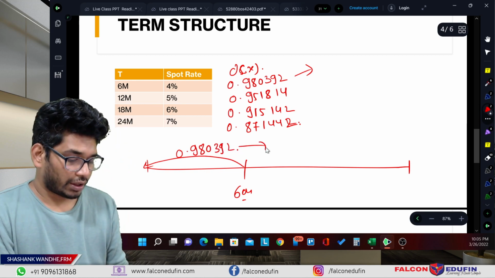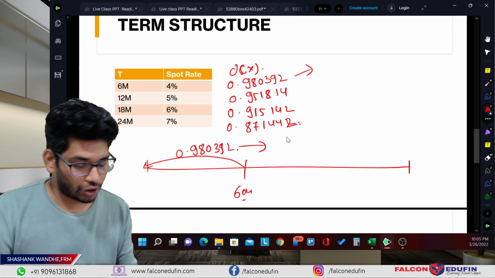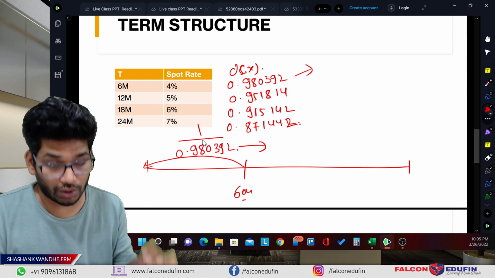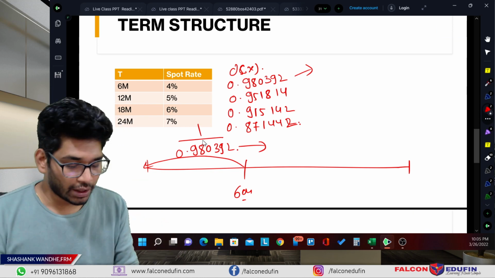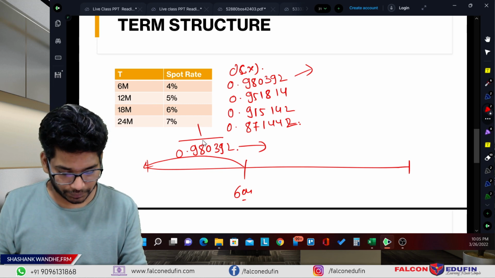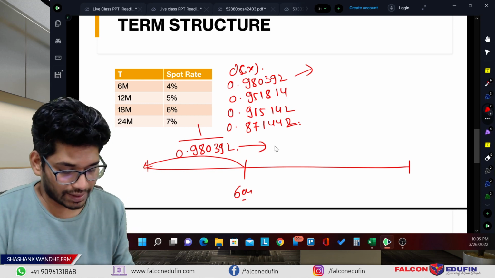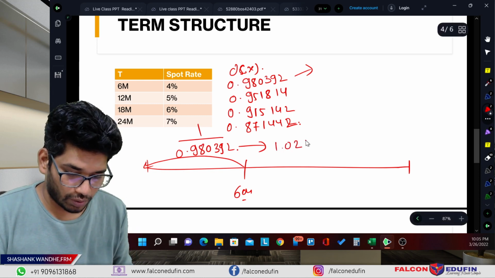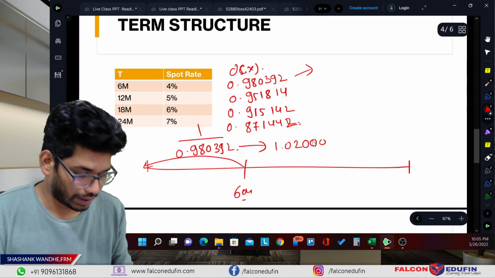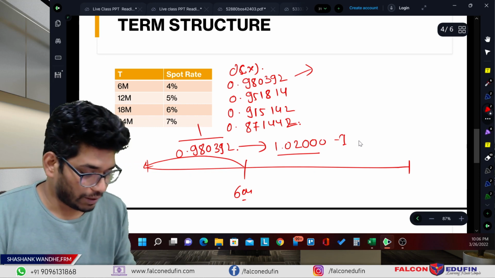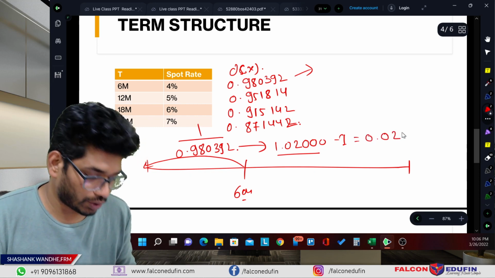0.980392. If you convert this discount factor into rate, we have to simply put 1 by 0.980392. Please be careful here. So here we have some trick point, 0.980392, and then 1 by x. So answer is 1.02000, and so on. You have to use like minus 1, which will give you 0.02.